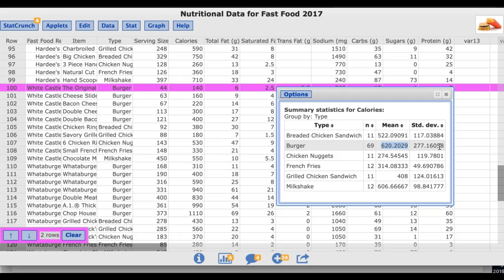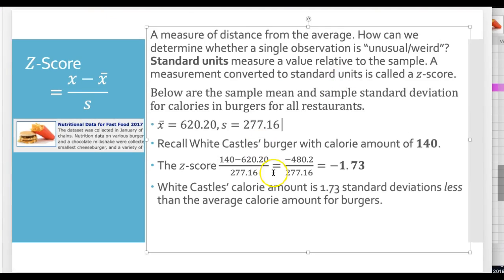So I think we did look at this data a little bit before, where remember Chick-fil-A, you only get chicken, and In-N-Out, you only get cow. So we're revisiting this data. So here's the mean, average number of calories for burgers, and this is the standard difference we should expect to see between the average calorie amount of 620 and any other burger calorie amount, right? That's standard deviation interpretation, right?